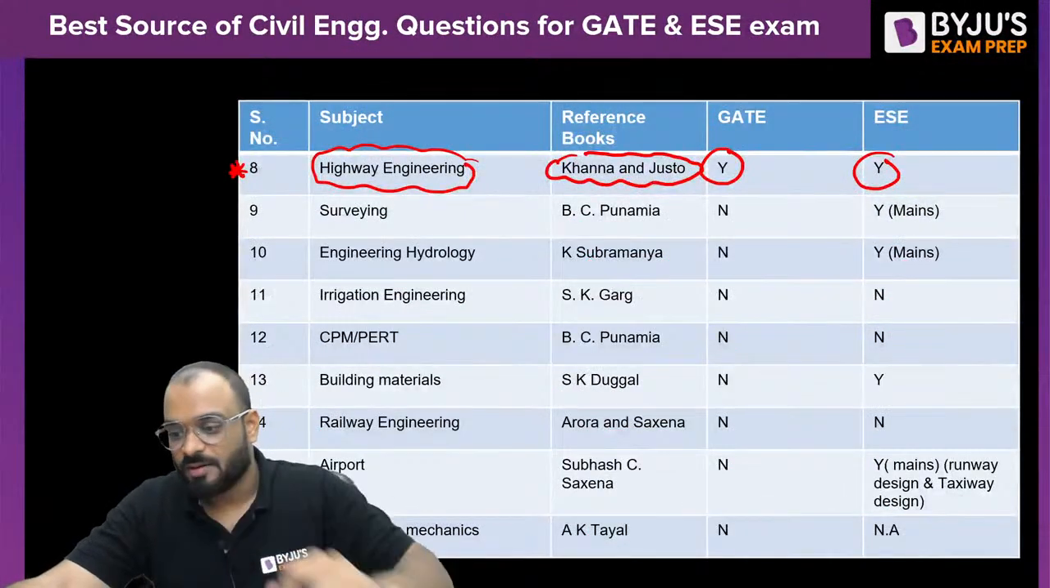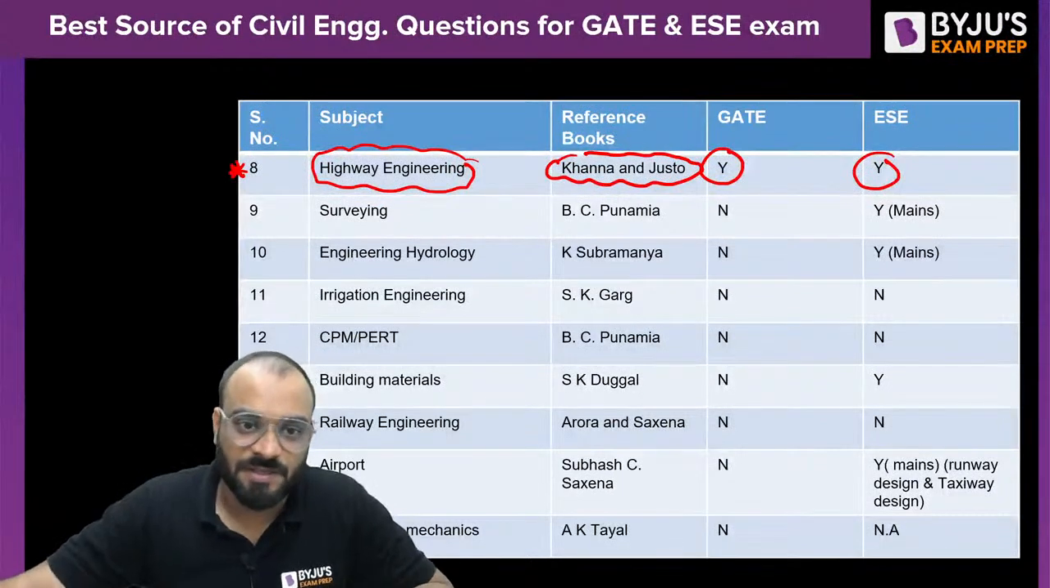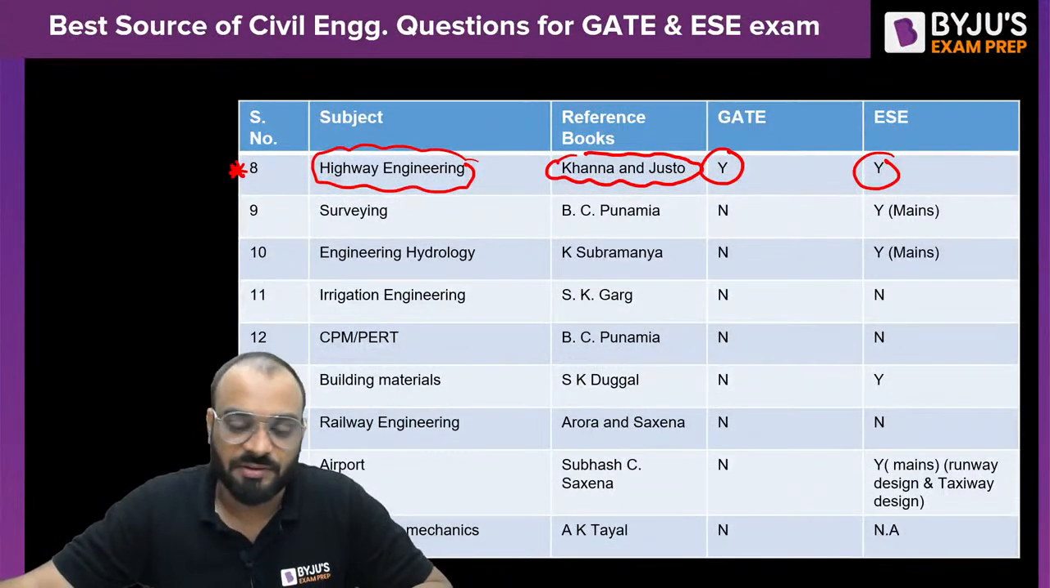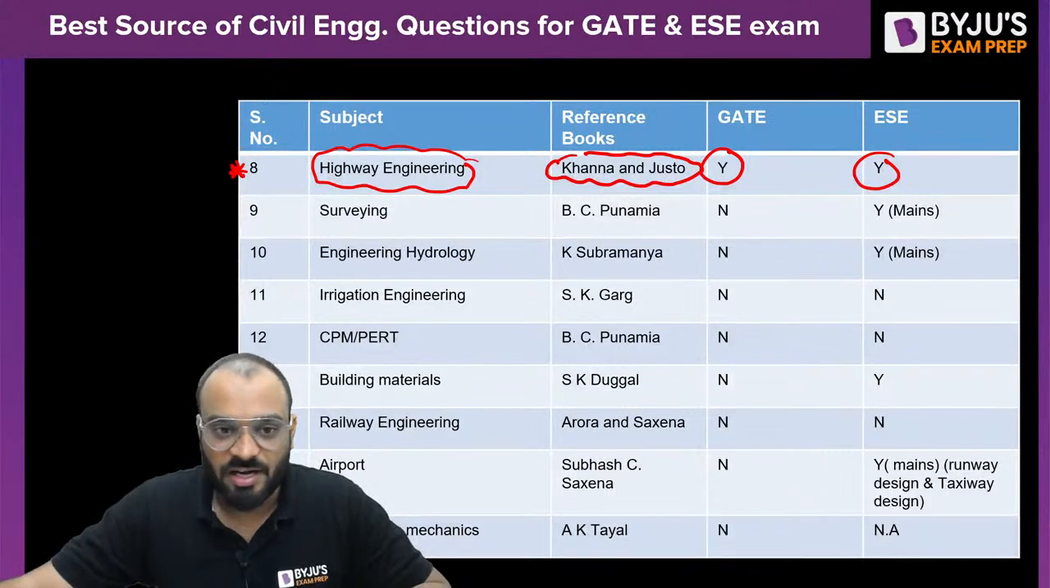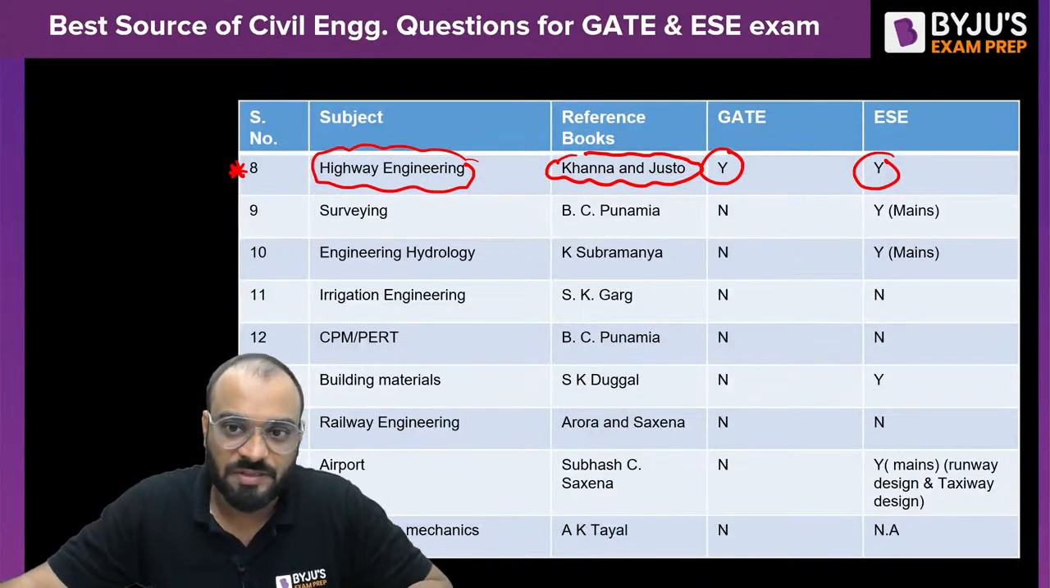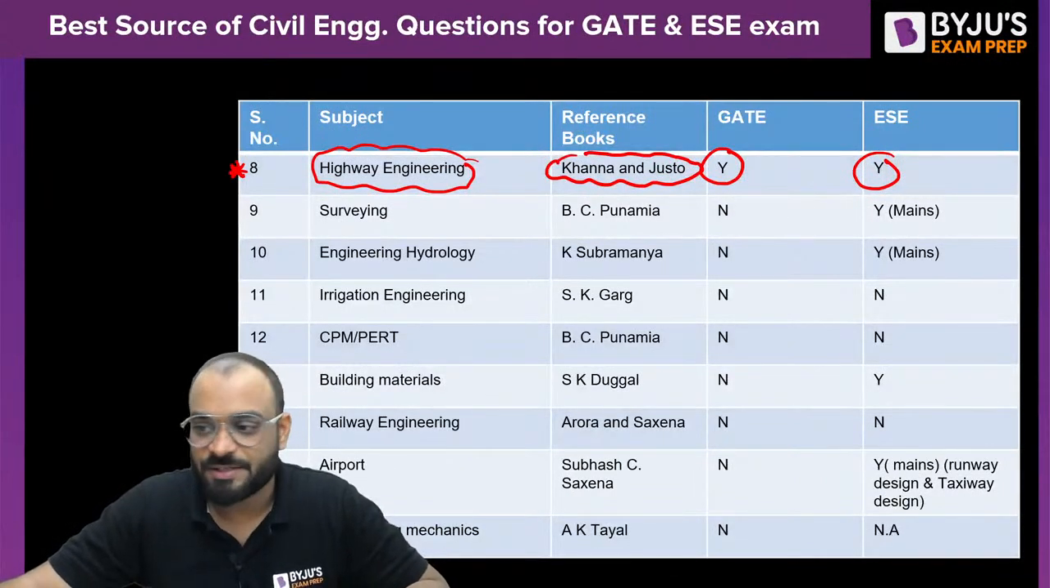Okay, let's move to the next part, guys, which is basically the other subjects which we are having, like surveying, hydrology, and other very small subjects. But you need to understand, guys, which particular subject is important for ESE and which subject is important for GATE. Let's understand it.